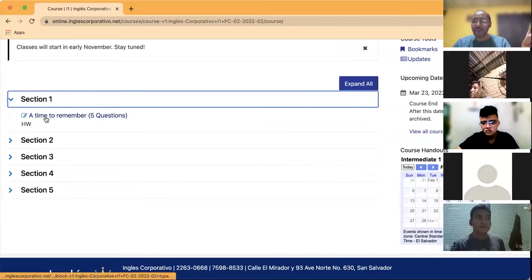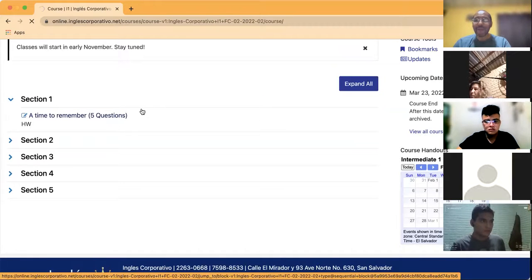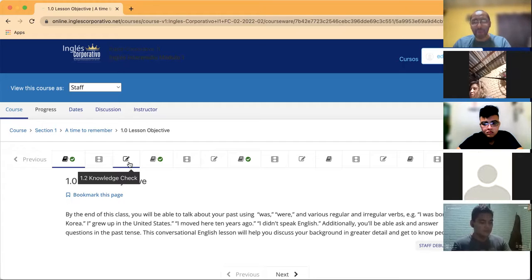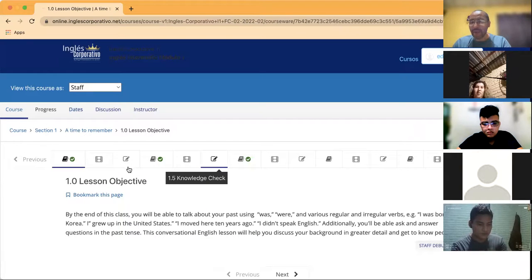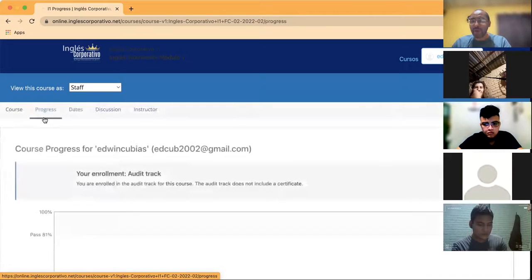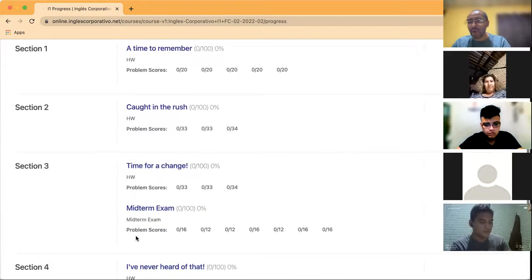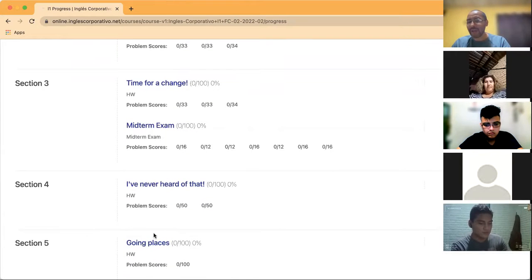Now, in each section it is necessary to complete activities. The activities are marked with this picture. This picture that says knowledge check is an obligation. You have to have 80 or more. It's necessary to have 80 or more to pass. And here we have many knowledge checks. Okay. You can check the progress here in the progress bar. You click on the progress and you can see the grades. You can see the grade for each section, the grade for the homework, the grade for the exam, and the grade for the final.